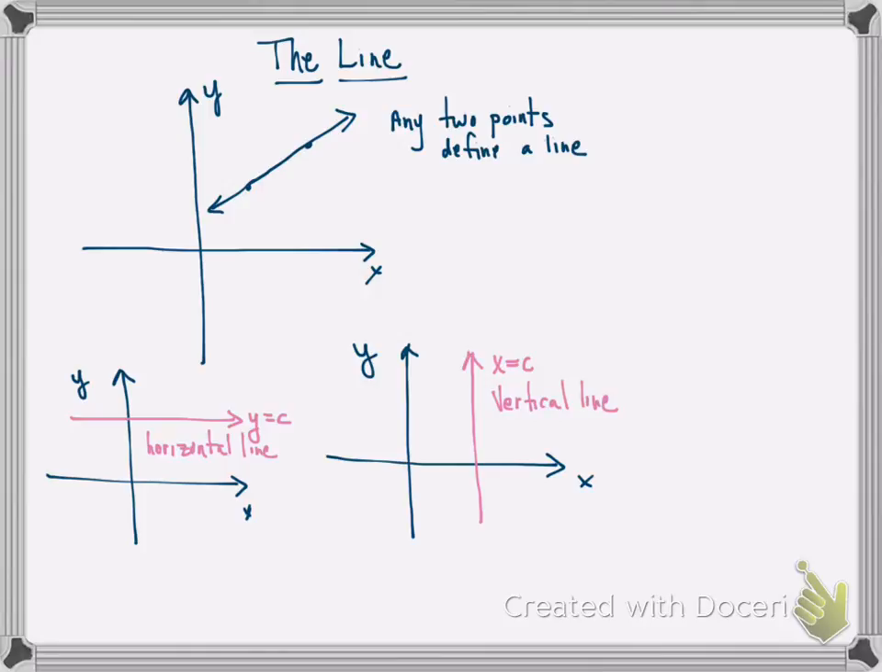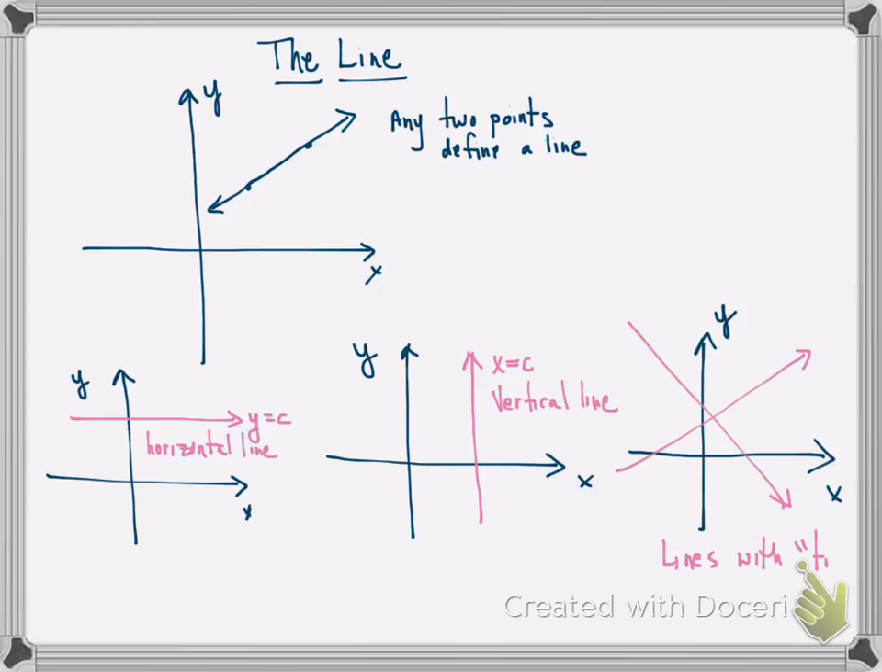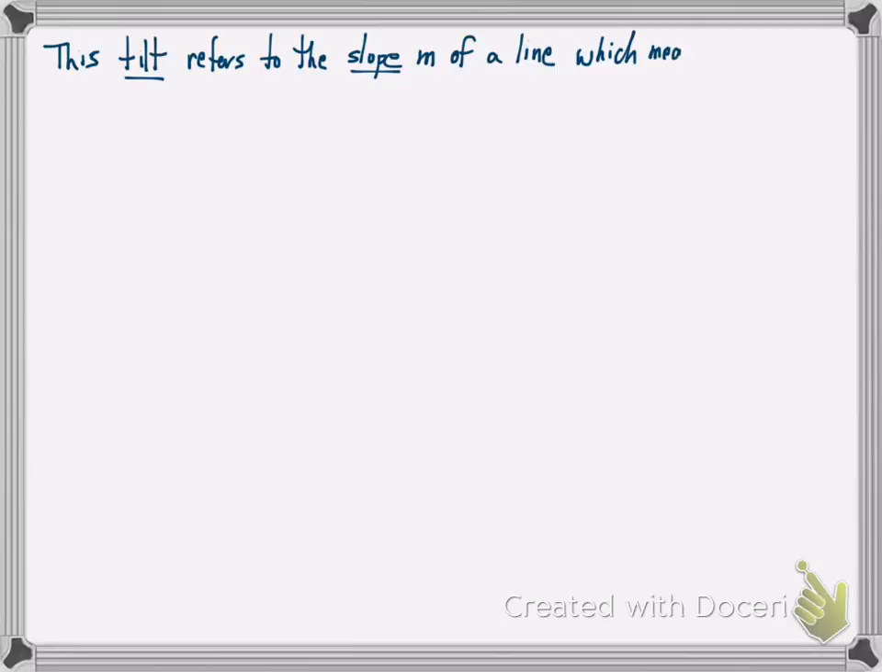And then some of the more interesting lines are the lines with what we say have some tilt to them. So what exactly is this tilt? Well, the tilt refers to the slope of a line. We're going to use the letter m to represent slope. And it measures the change in y as x changes.